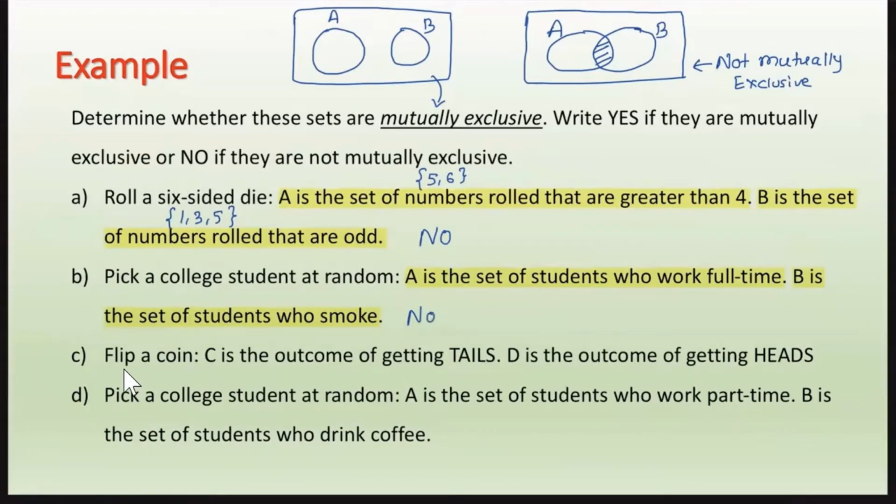Let's look at C. In C, your experiment is flipping a coin. Set C is the outcome of getting tail, and D is the outcome of getting head. Do you think that there is anything in common between these two? The first one is tail, the second one is head. Is there a common between these two? No, that means they are mutually exclusive. So the answer is yes.